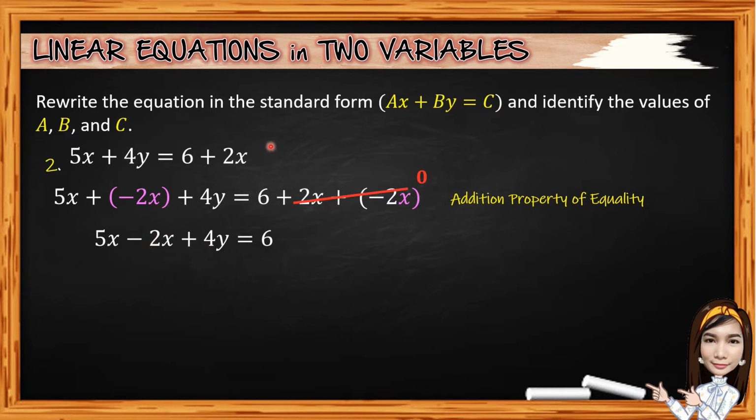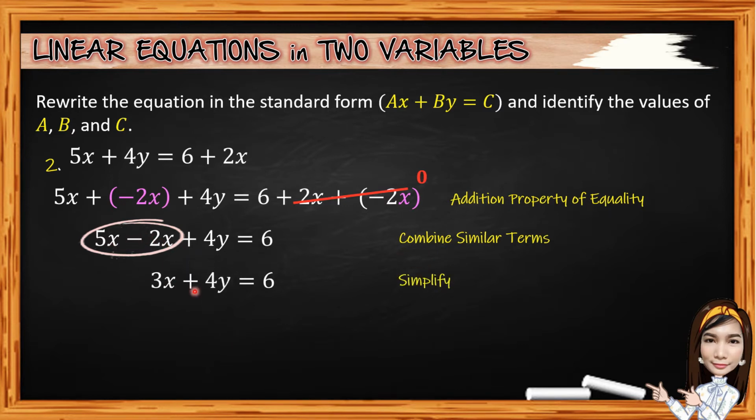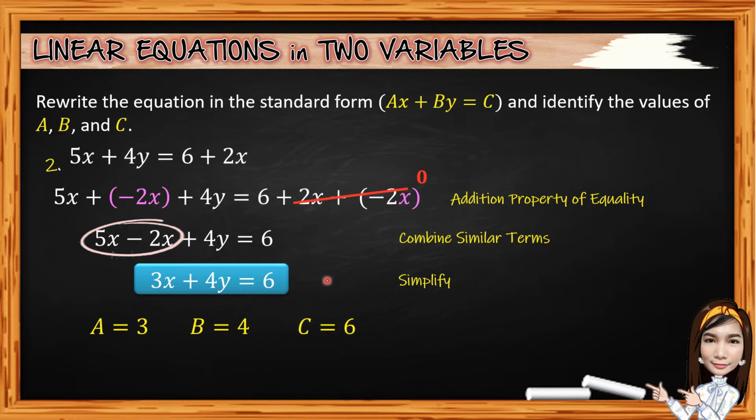Now as you notice, that positive 2x turned into negative 2x. Then we're going to combine similar terms. Then simplify 5x minus 2x, we have 3x plus 4y equals 6. And that is in the standard form written as ax plus by equals c, where a is equal to 3, where b is equal to 4, and c is equal to 6.